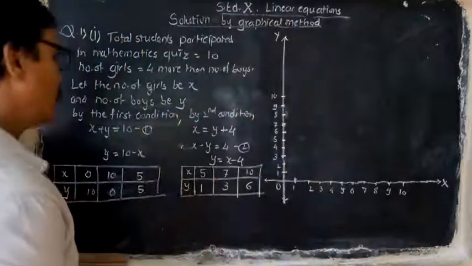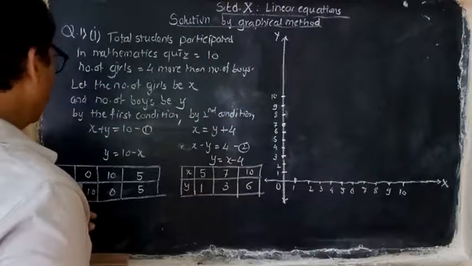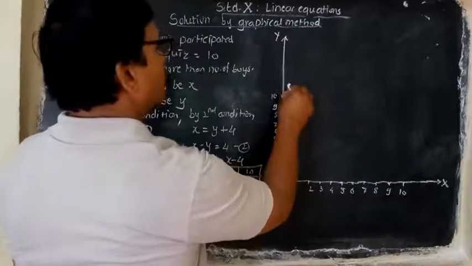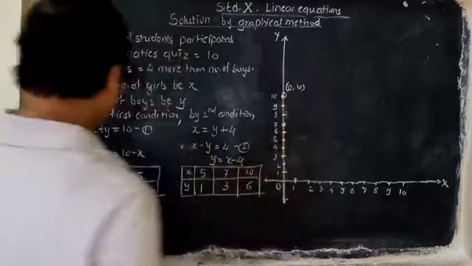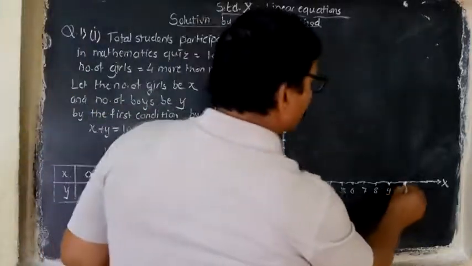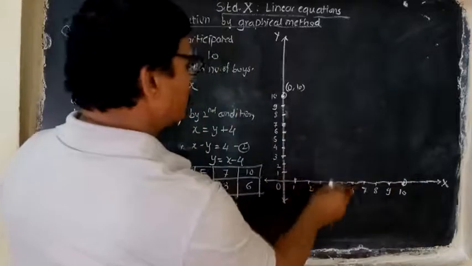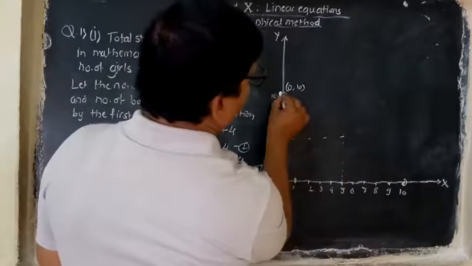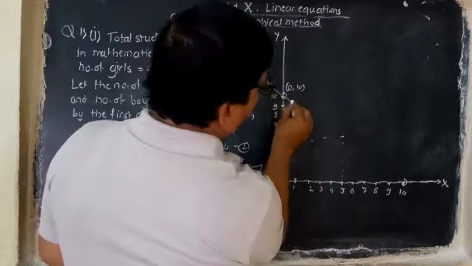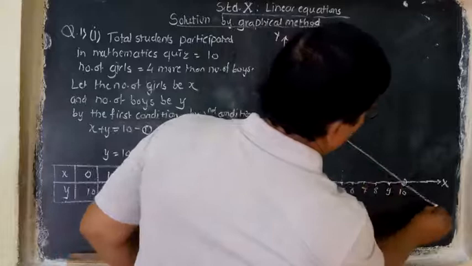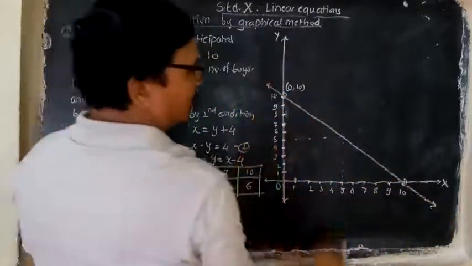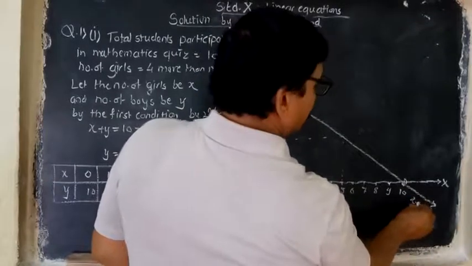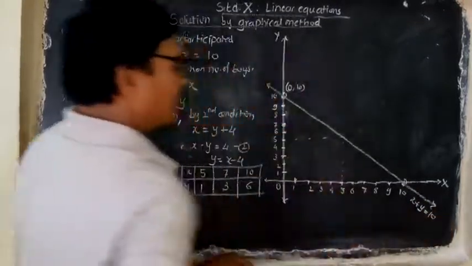Now let us draw the graph for the first line. When x is equal to 0, y is equal to 10. This is the first point, (0, 10). The second point is (10, 0), and (5, 5) is a point between them. So the graph will be like this. This is the graph of x plus y is equal to 10.